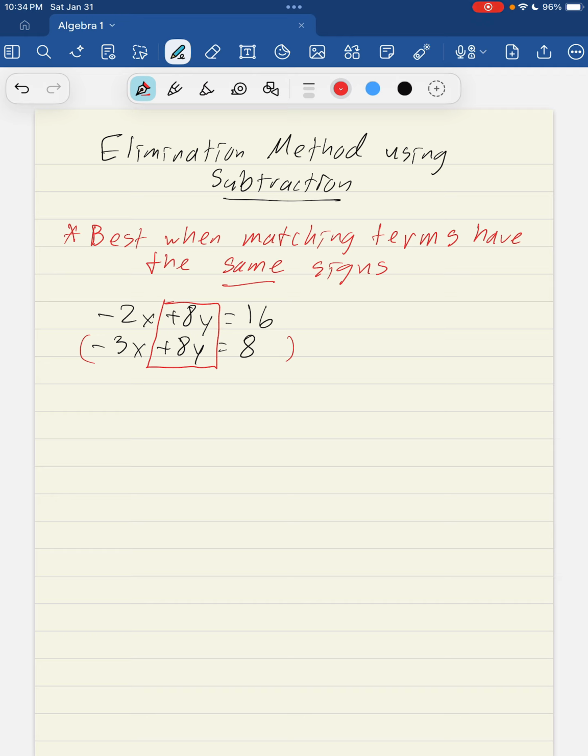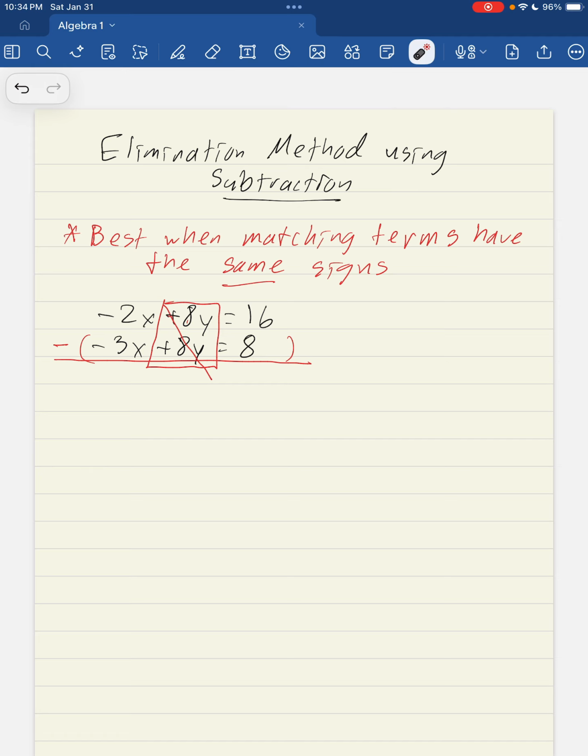We have the same signs. We are going to subtract. Okay, why do we want to subtract now? Because positive 8 minus positive 8, or 8 minus 8, is a 0. Eliminated. Remember, that's the goal with elimination. We want to get one of these variables out of the picture so we can solve for the other one.